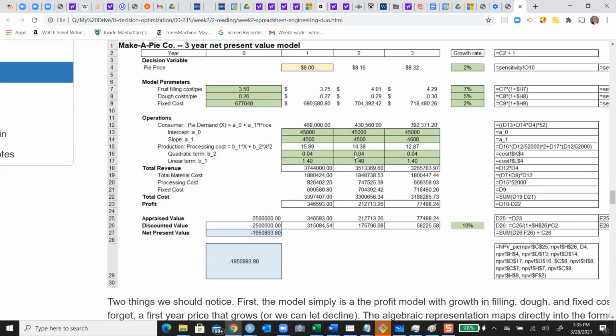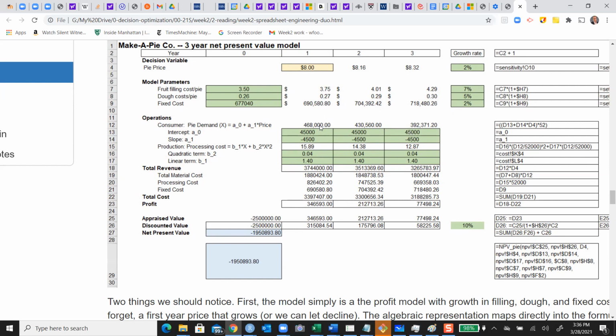D12, where's D12? That's the 45,000 number, is divided by 52,000. That's 52 times 1,000. And that's because we were measuring volumes and costs per 1,000 pies weekly. This is an annual model. This one over here, this is like 13,000 or whatever it is times 52 weeks. And I should probably be documenting that over here. Well, you should too.